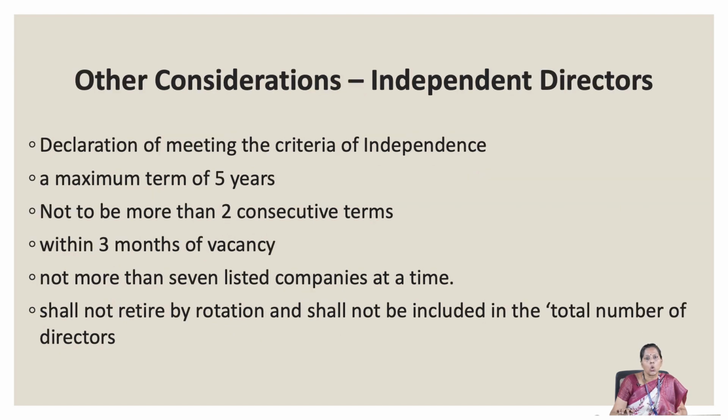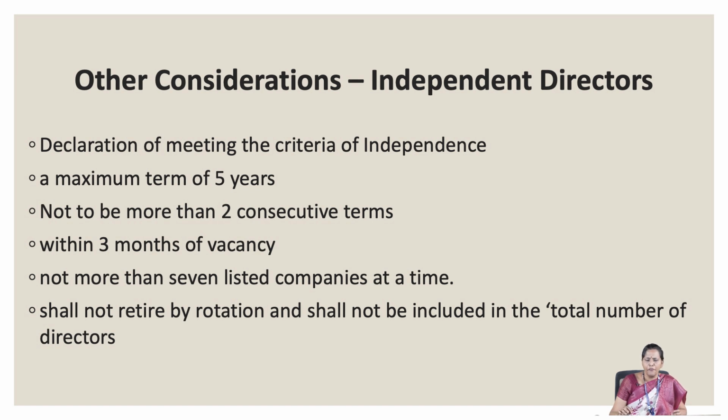Now let's look at all the other considerations with respect to the independent directors. The independent director is supposed to declare their criteria of independence on many occasions. The first occasion is when the independent director is appointed for the first time, and when the independent director attends the first annual general meeting, they will have to declare their criteria of independence, why they are considered to be independent. So they have to declare that.